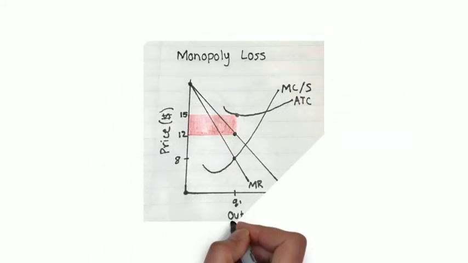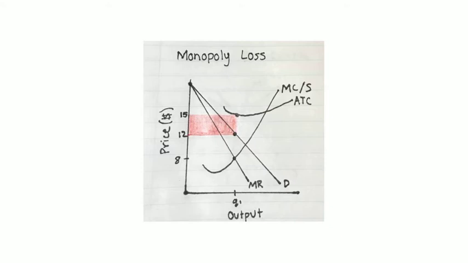Here is a graph that shows what a loss looks like in a monopoly market structure. Since we want to produce at the point in which MR equals MC, looking at the graph, MR equals MC at Q1 units and at a price of $8. Looking at the graph, the company covers the average total cost for producing Q1 units when they sell the product for $15. The demand curve tells us that consumers are willing and able to pay $12 for Q1 units. Since the average total cost is $15, but the company is selling the product for $12, the company is experiencing a loss.